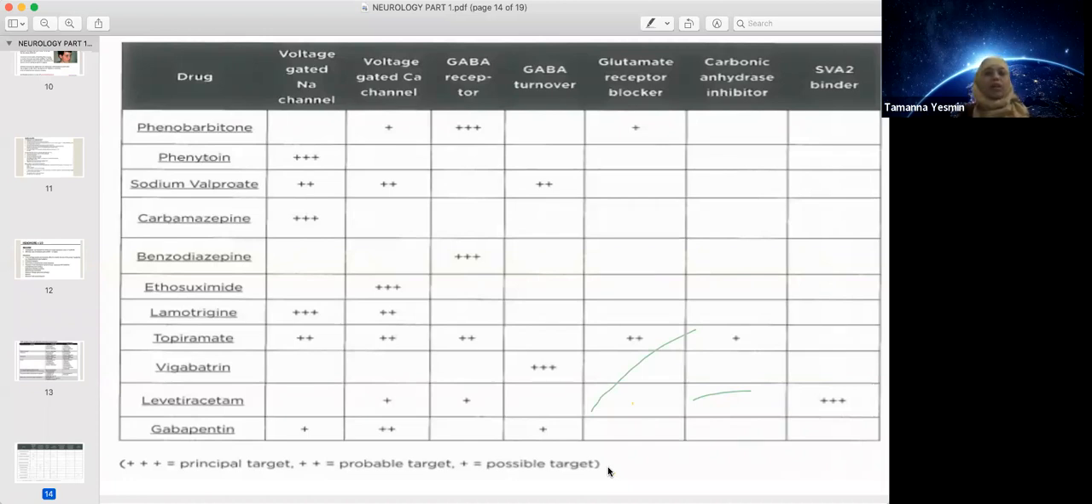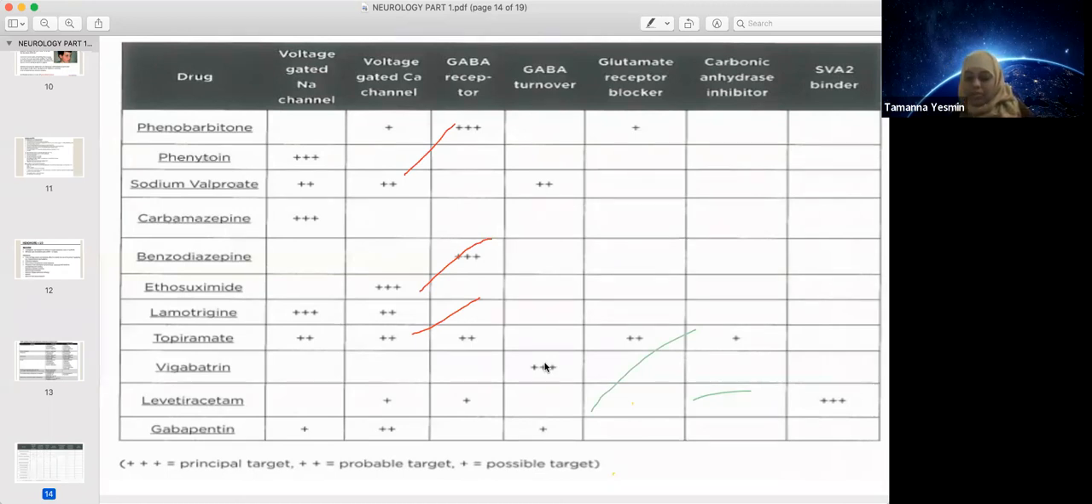So most of the drugs which we use for absence seizure are calcium channel blockers. You see, ethosuximide is a calcium channel blocker. Then sodium valproate also has calcium channel blocker action. Then lamotrigine also has some calcium channel blocker action. So you remember that mostly calcium channel blocker drugs are used for absence seizure, and mostly generalized seizure drugs are sodium channel blockers.